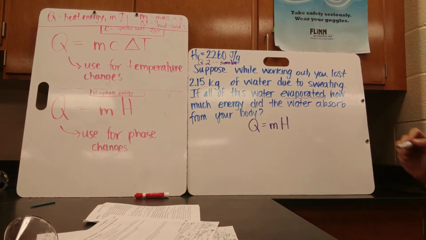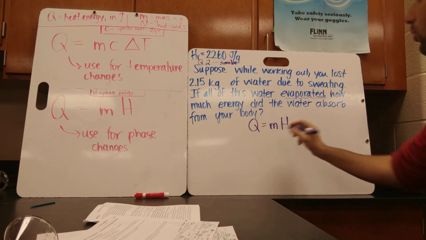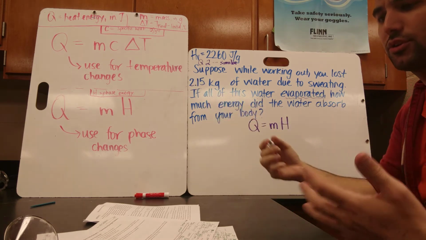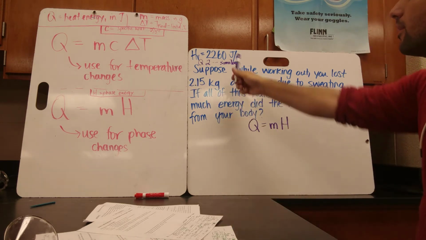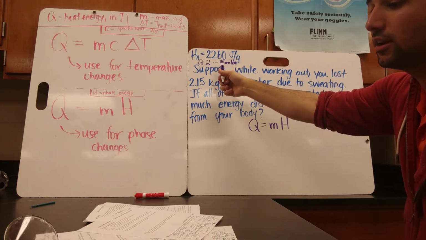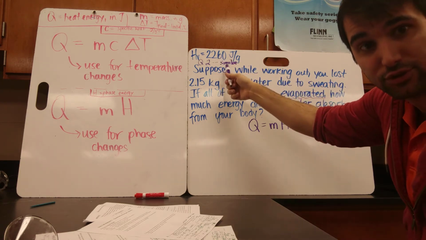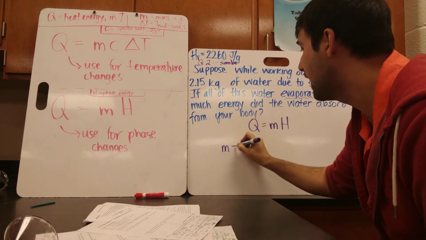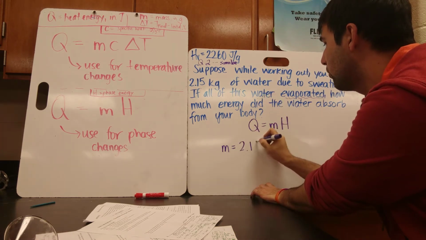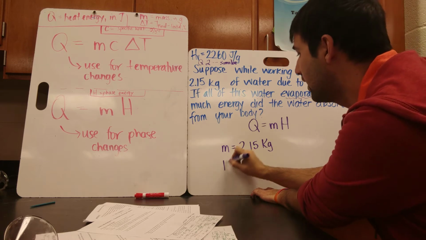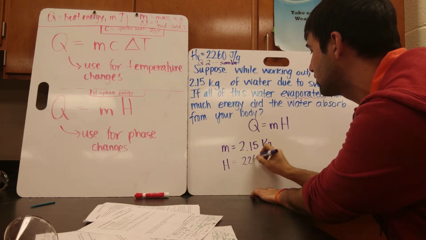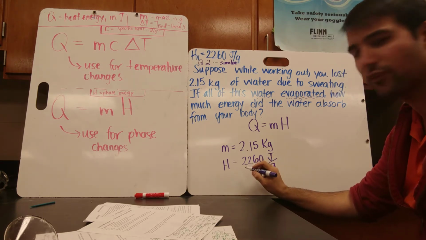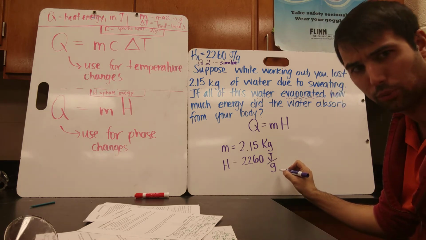Or MH, sorry. I need to use Q equals MH, where M is the mass of my stuff, and H is my evaporation or vaporization of water. And there's a number that I already have written here. The evaporation of water requires 2,260 joules per gram. Looking at this problem, my M is going to be equal to 2.15 kilograms, and my H is going to be equal to 2,260 joules per gram.